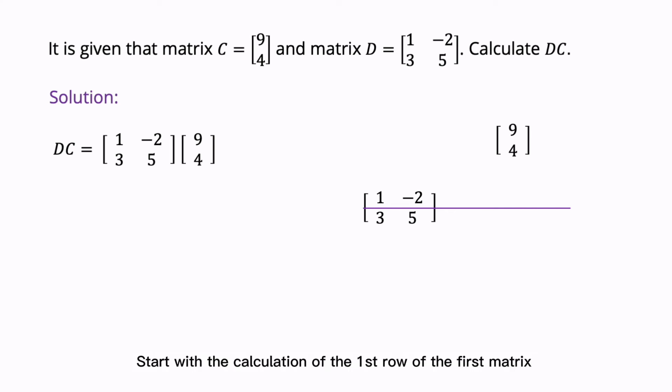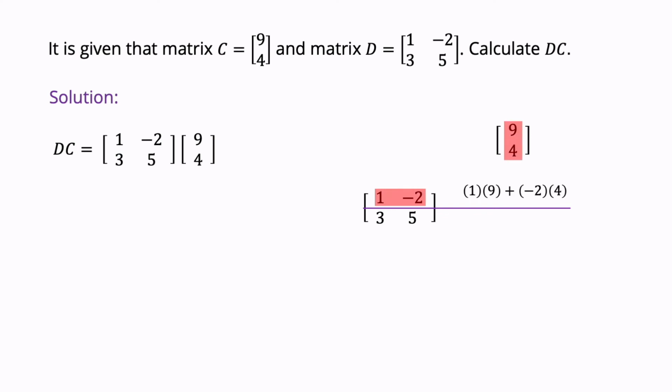Start with the calculation of the first row of the first matrix and the first column of the second matrix. 1 times 9 plus minus 2 times 4. The result is placed in position A11. Then, the second row of the first matrix and the first column of the second matrix. 3 times 9 plus 5 times 4. The result is placed in position A21.